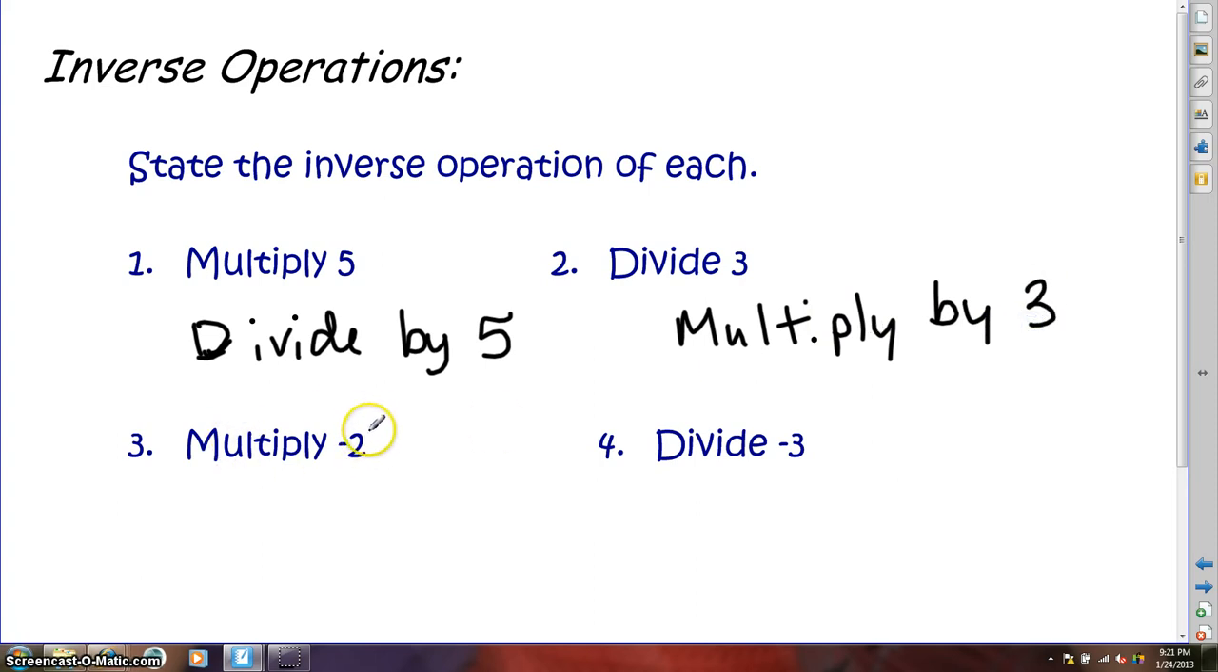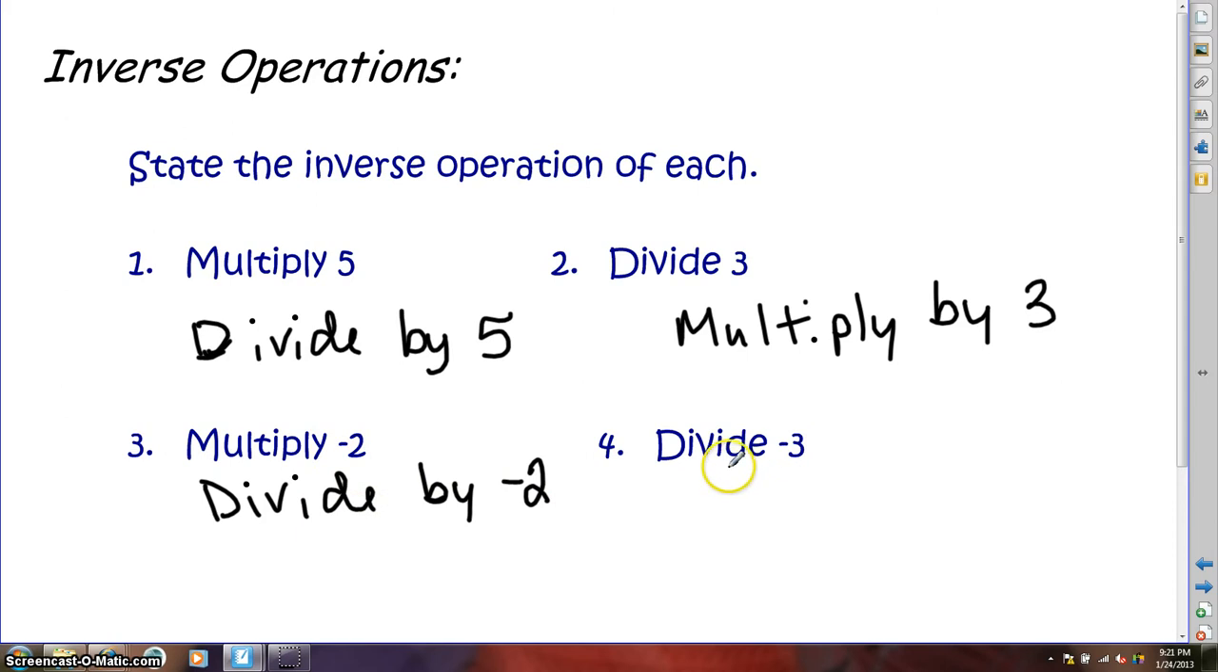Multiplying by -2, we don't do anything to the -2, we just use the inverse of multiplication. So the inverse of multiplication is division. So we're going to divide by, and we keep the negative with it, right? It's not addition and subtraction, so we keep this just exactly the way it is. The opposite of multiplication is division, so we're going to divide by -2.